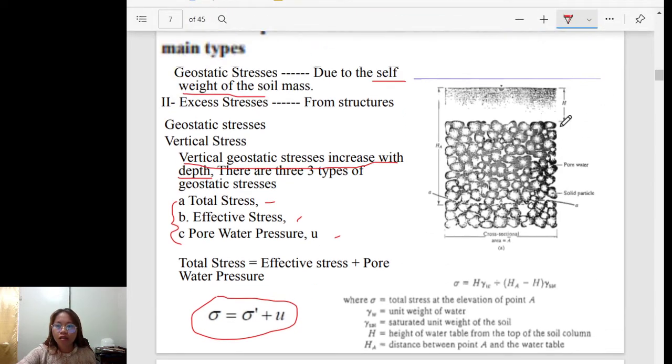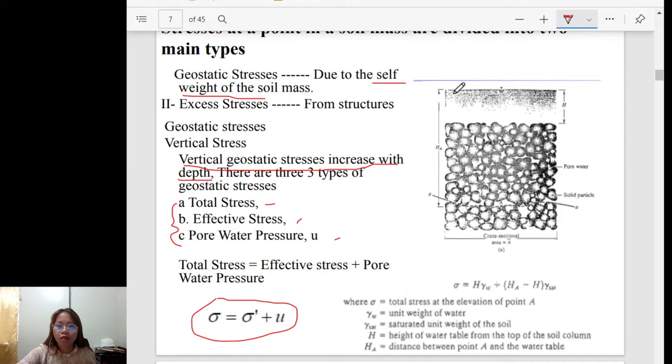So in this figure, you have the water table, which is over the soil mass. The height from the soil to the water table is h, and under this portion, point A, the height from the water table is ha. Because there is water here, there is what we call the pore water that enters the voids of the soil. And this is the soil particle.